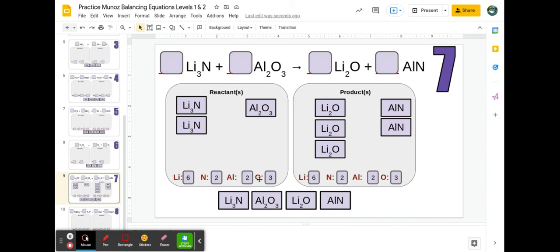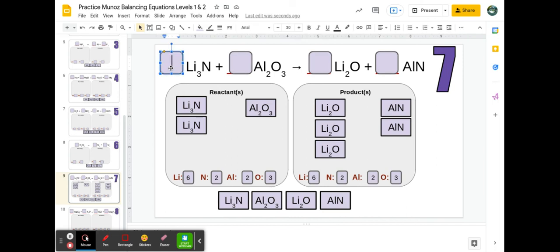6, 2, 2, 3 going across, 6, 2, 2, 3 going across. So everything is even. I'm going to count my formulas to get my coefficients. So 2 boxes of the Li3N formula, and that's going to give me a coefficient of 2. Al2O3, I only have 1, so coefficient of 1. Li2O, 3 boxes of that, so that is a coefficient of 3. And AlN, I have 2 of those, so that's a coefficient of 2.